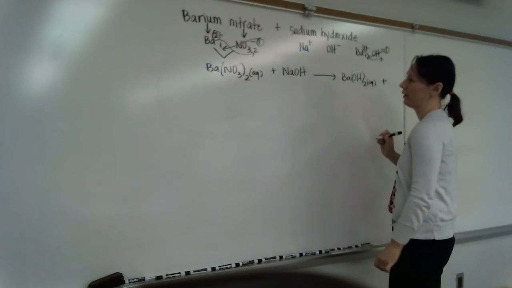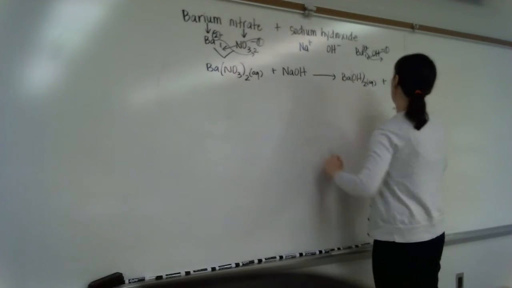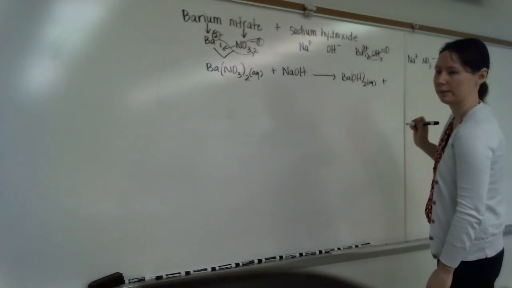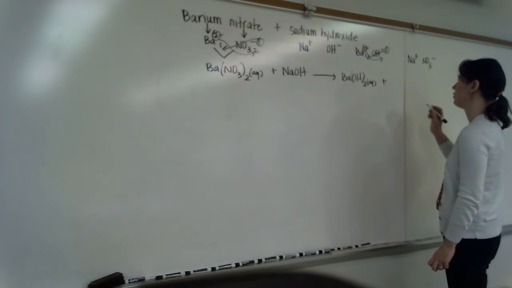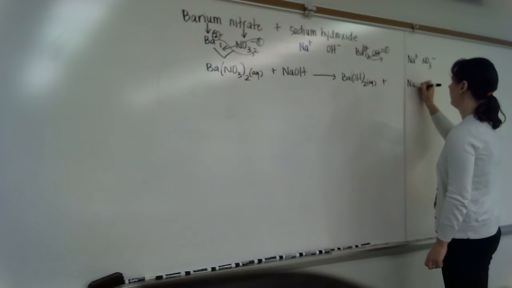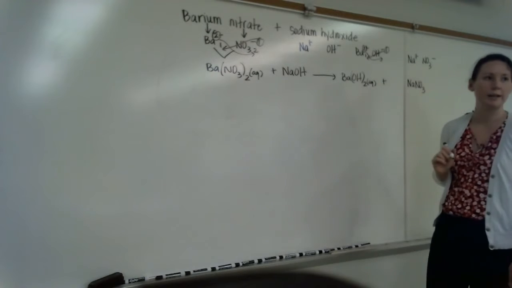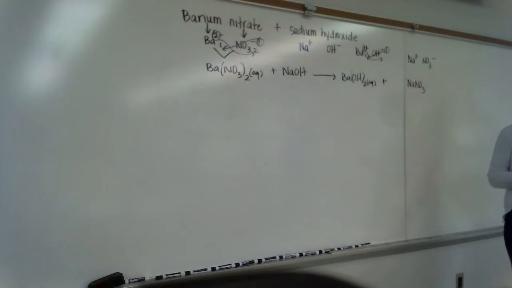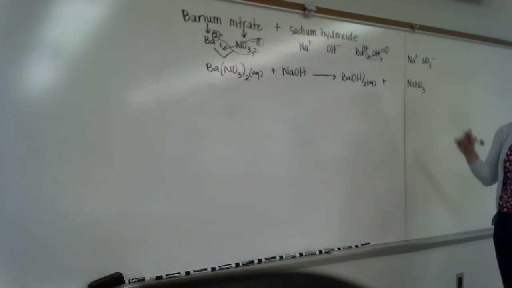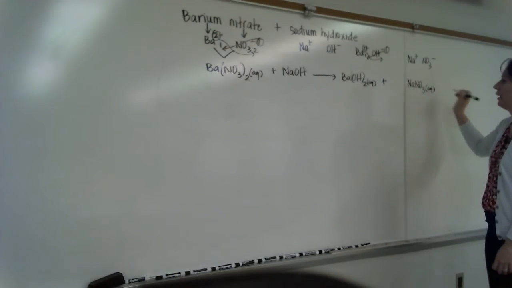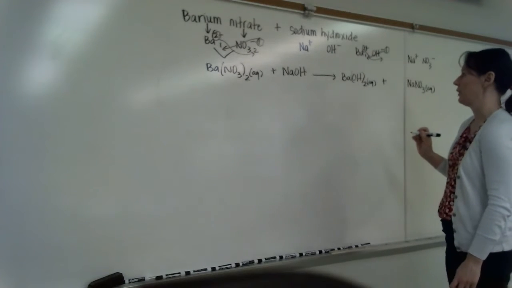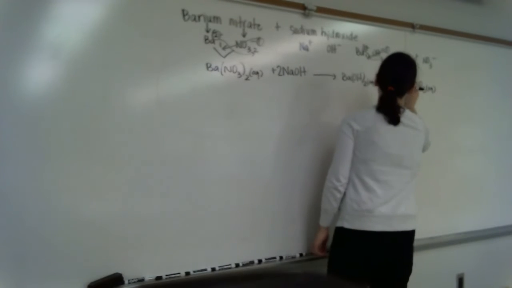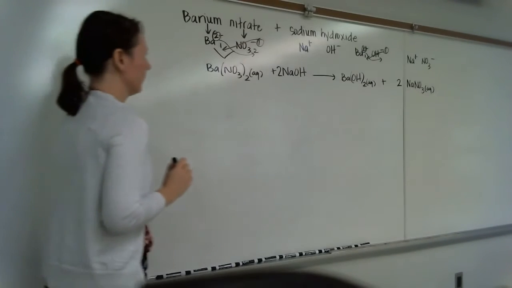And now let's figure out our other product. Sodium ion and nitrate ion. So that's Na plus and NO3 minus. Am I still on the screen? Yes, I am. So when you write those together, that's just NaNO3. Okay, look at your handouts. For nitrate ion, are there any exceptions to solubility of nitrate? Nope, everything's soluble in nitrate. So that's AQ as well. And now we just need to balance this. So we need 2 NaOH and we need 2 NaNO3. So that's the molecular.